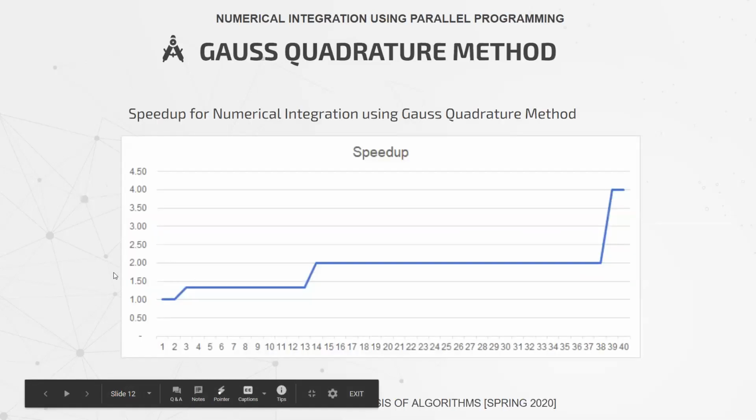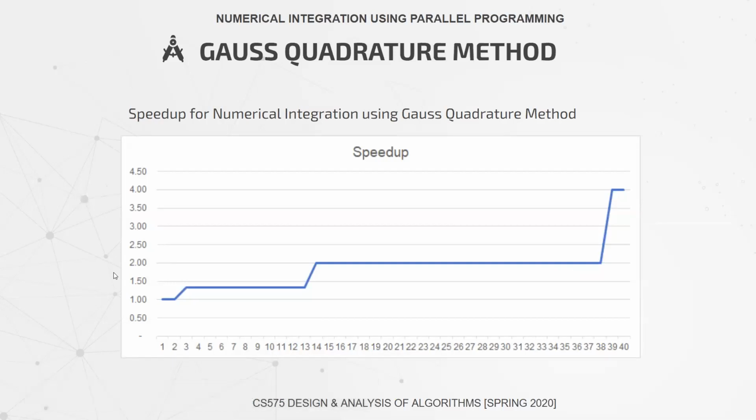After computing, the speed up achieved is as follows. Like I said earlier, if there are 40 threads, the speed up increases. That is, we can achieve the maximum throughput from the same hardware.